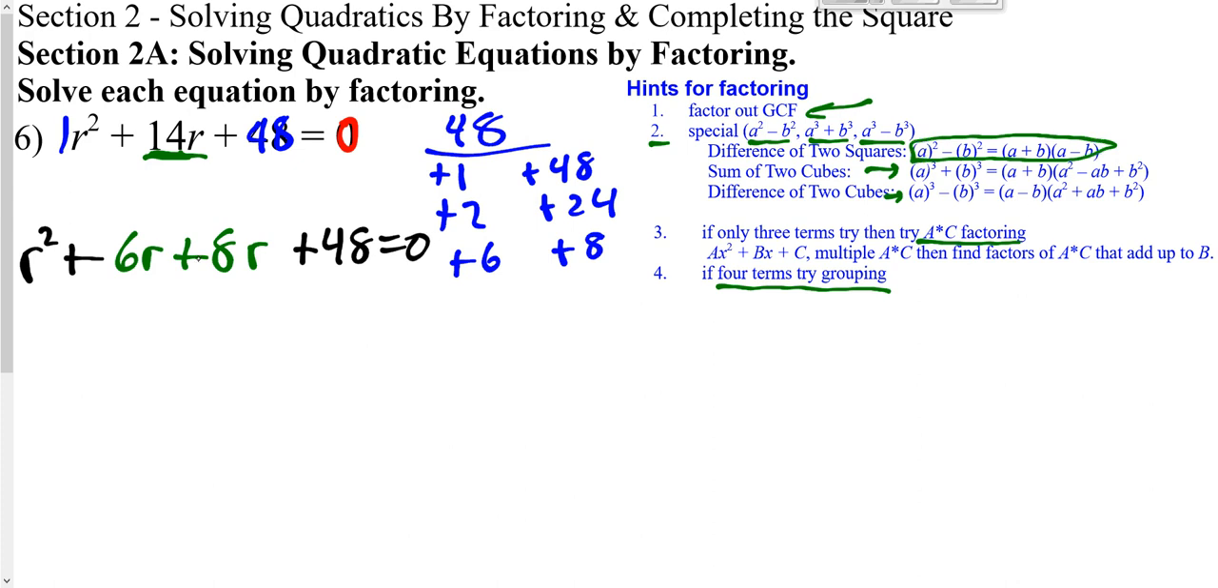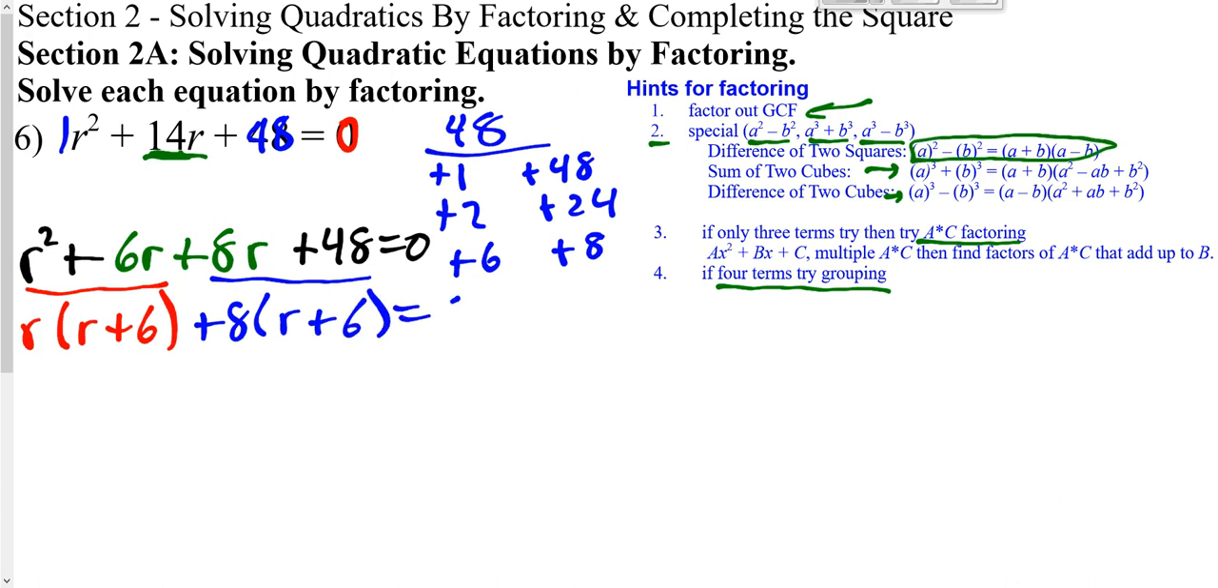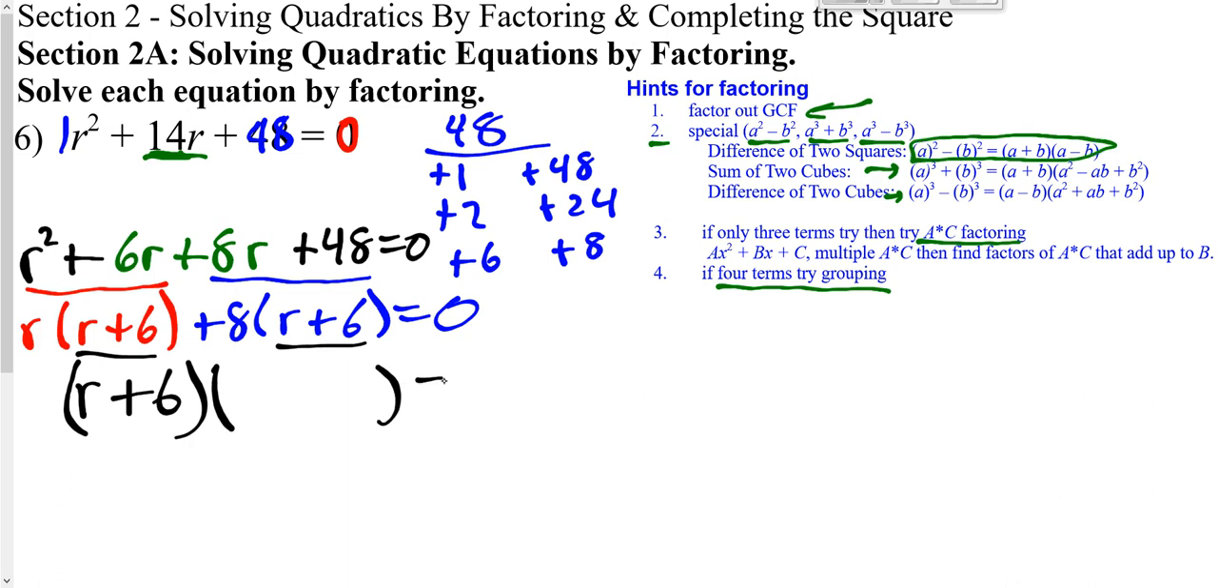Then I'm going to pull stuff out of the first two. Basically, we're down to grouping right now. Pull stuff out of the last two. I'm pulling out a positive 8. Now remember, in this, if both parentheses are the same, you're on the right track. So we're going to pull out that common parenthesis. And then you look at what's left. You're left with this red r, and you're left with this plus 8 after you pull that out.